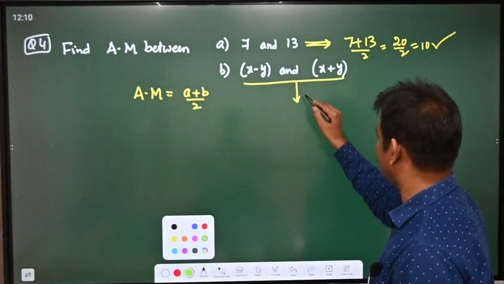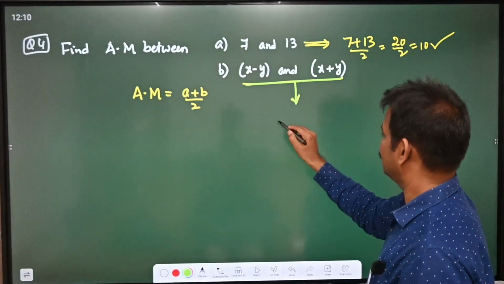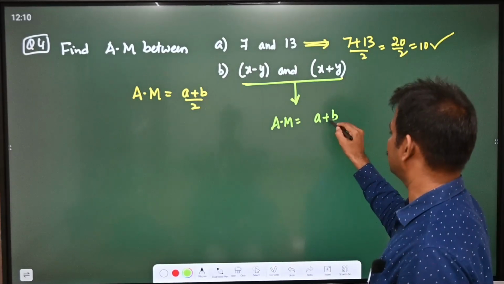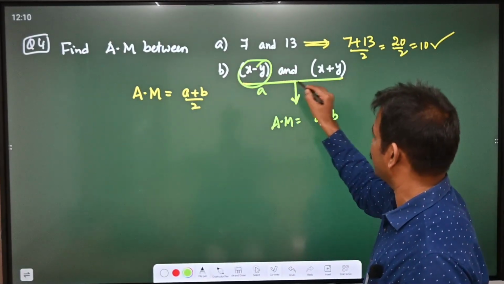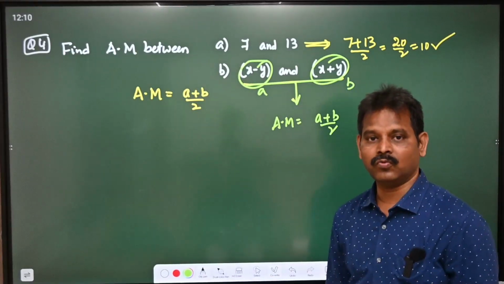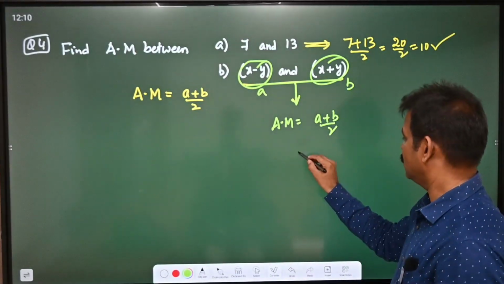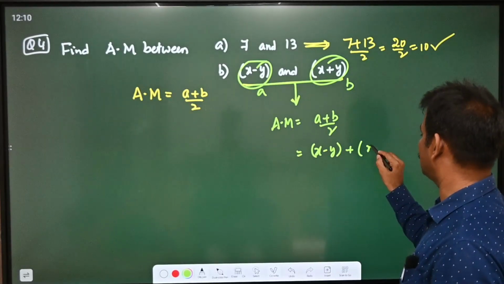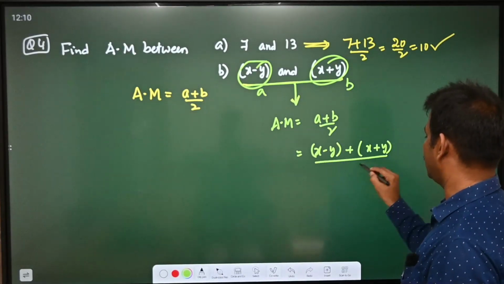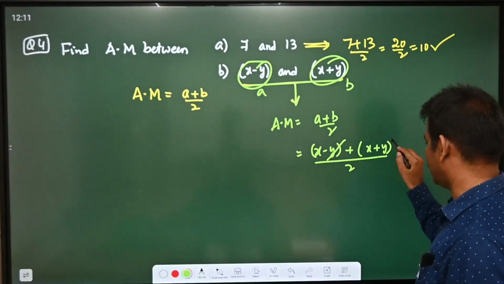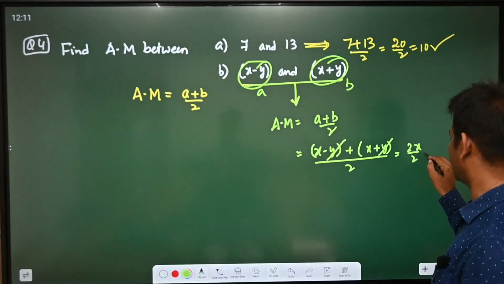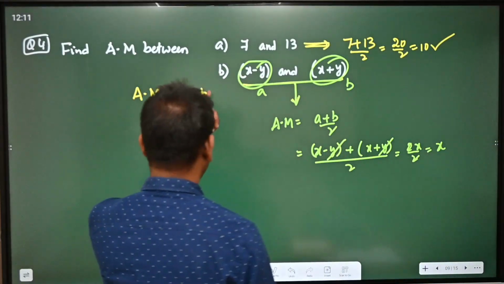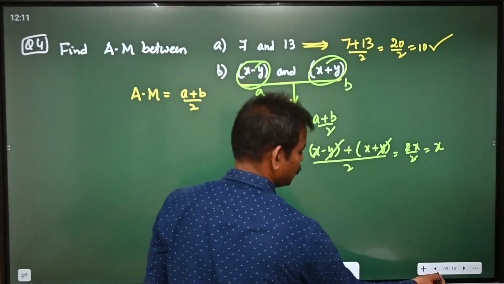Second one, for this also we need to find the arithmetic mean. To find the arithmetic mean for these two terms, first add these two terms. The arithmetic mean is a plus b by 2. So this is a, this is b, and I want to find a plus b by 2. a is equal to x minus y, b is equal to x plus y, by 2. So you can cancel plus y and minus y. This will become 2x by 2, which is equal to x. So this is the arithmetic mean of this one.